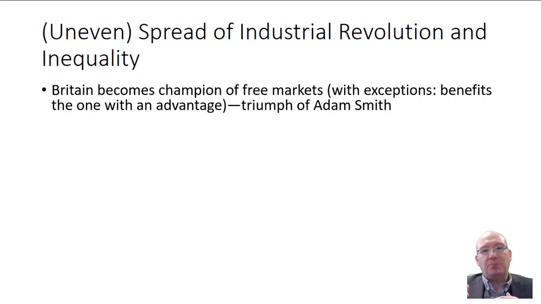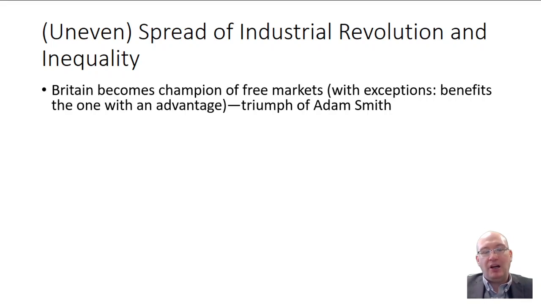Now, what's tricky is Britain is not consistent with this, right? So, for example, Britain does not want free markets in India because it's its colony. It wants free markets everywhere else. I mean, this isn't to pick on Britain. This is just how human beings tend to be. But for the most part, Britain has the advantage. It benefits from free markets because it wants to be able to sell its goods all over the world and import food and raw materials from all over the world. And this represents the triumph of Adam Smith.